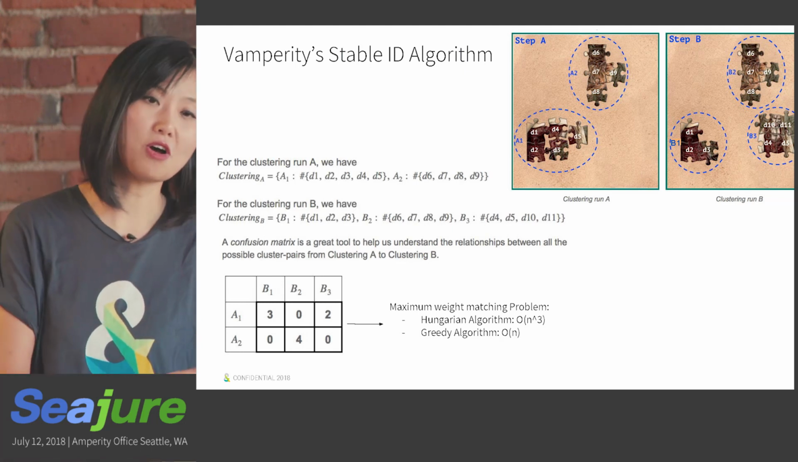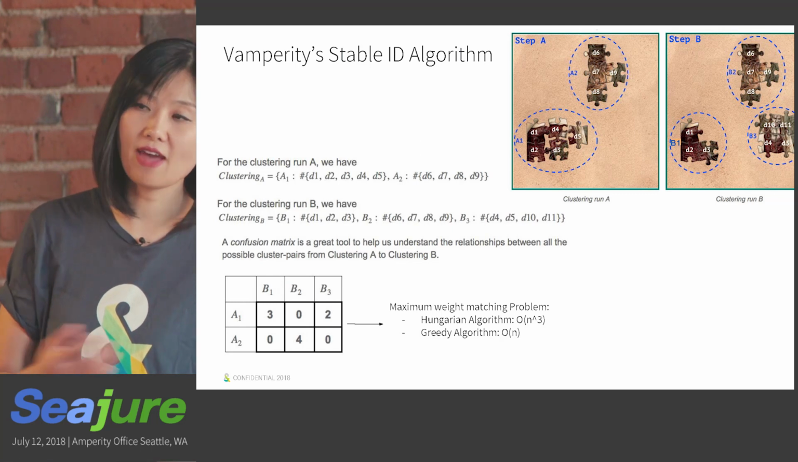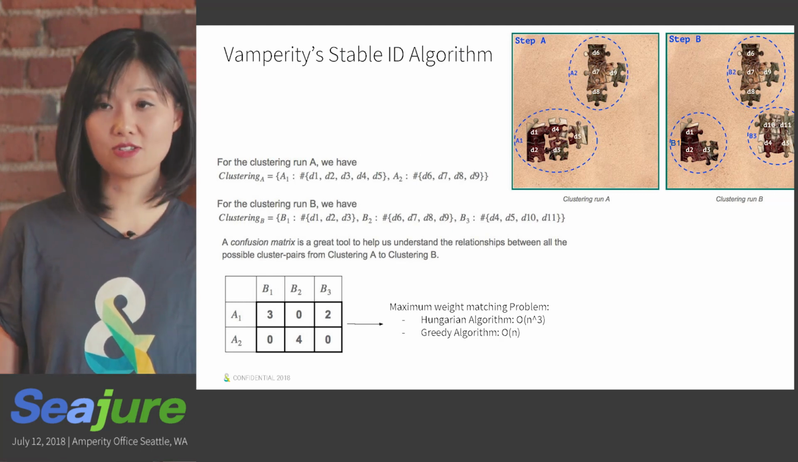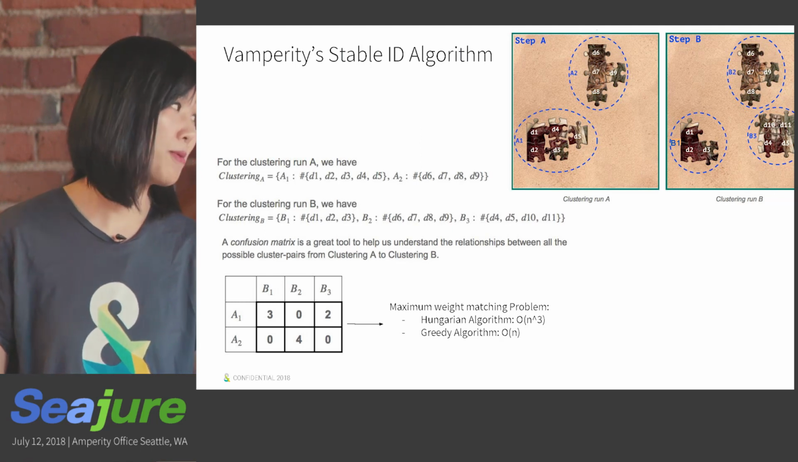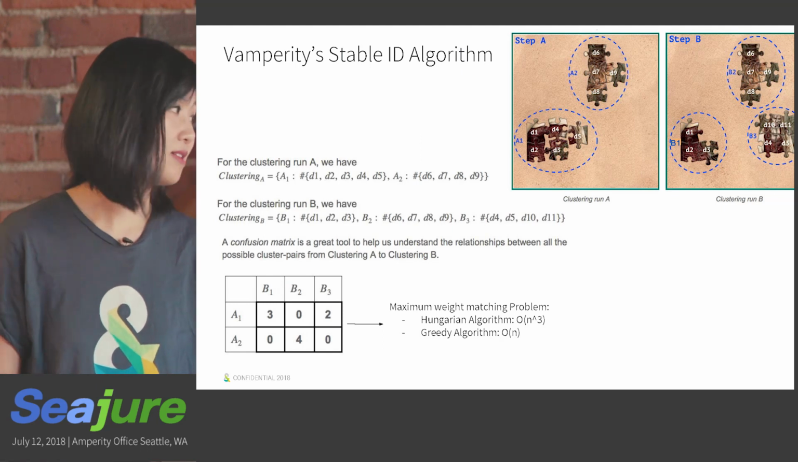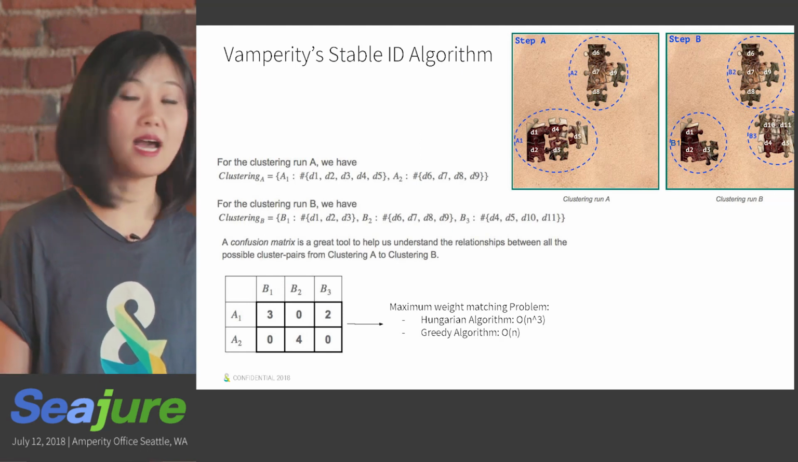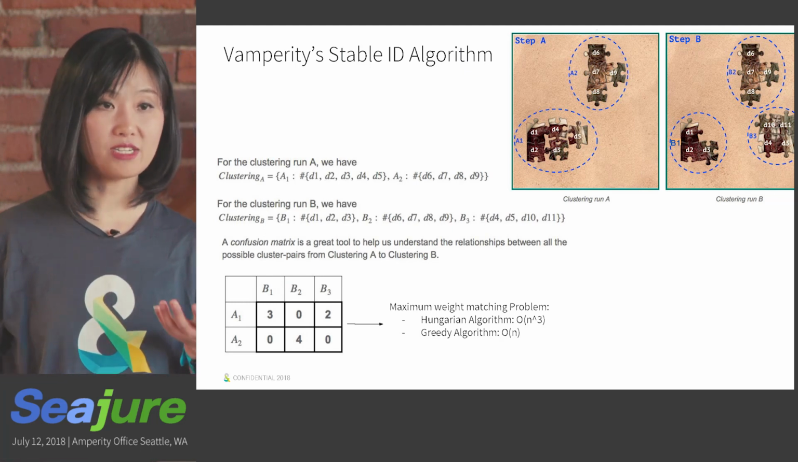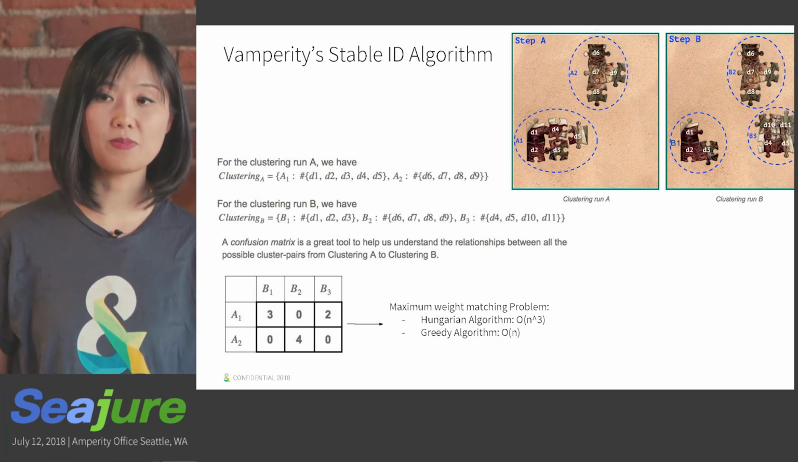So this is easy to solve, but think about having hundreds of millions of clusters instead of 2 or 3. This problem can be formulated as a maximum weight matching problem, and a few techniques can be used. The Hungarian algorithm can provide a globally optimal matching result, but it runs in cubic time.